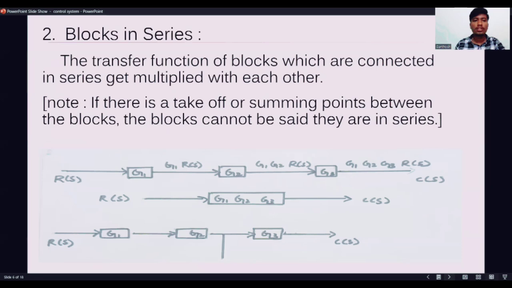The next rule is blocks in series. The transfer functions of blocks which are connected in series get multiplied with each other. If there is a takeoff or summing point between the blocks, they cannot be said to be in series. Here is an example of blocks in series. There are three blocks, G1, G2, G3, in series, so we can finally write G1 into G2 into G3.